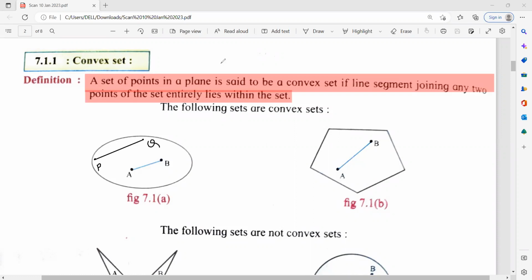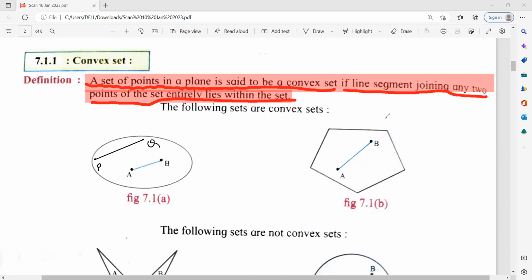This ellipse, my dear students, is a convex set. Why? Because look at the definition. It said a set of points in a plane is said to be a convex set if the line segment joining any 2 points of the set entirely lies within the set. Same is the case here.